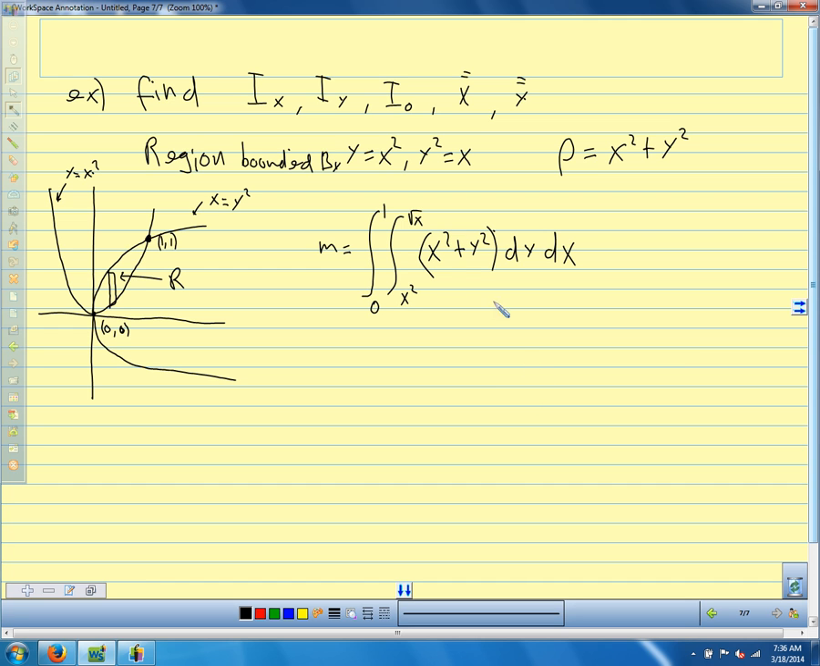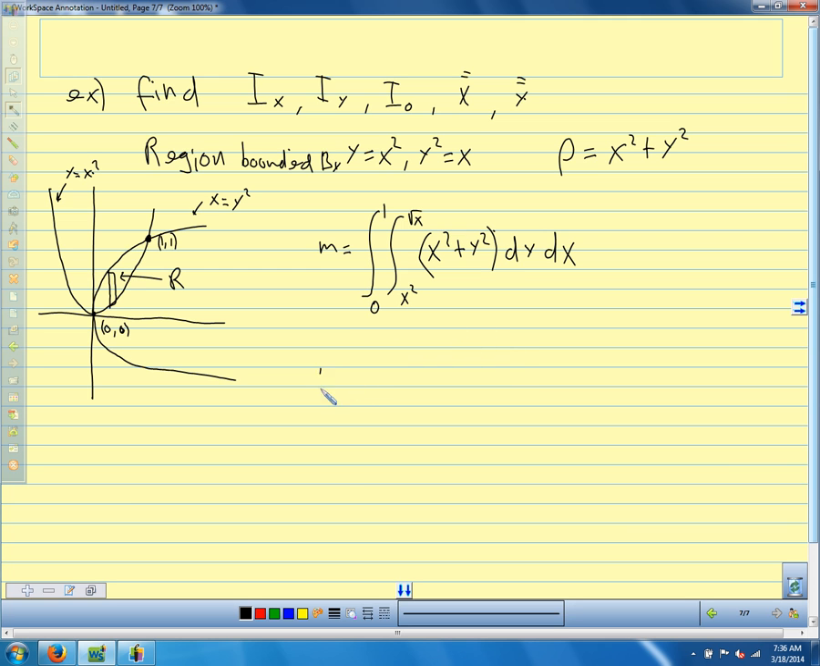And this one is not a particularly difficult integral to evaluate. We're evaluating y squared from x squared to square root of x. So we end up with polynomials, familiar functions that we're integrating here.